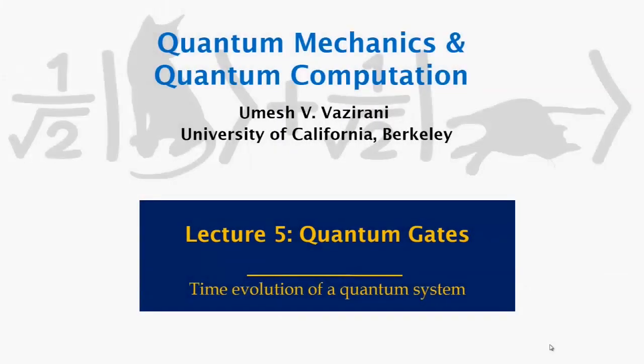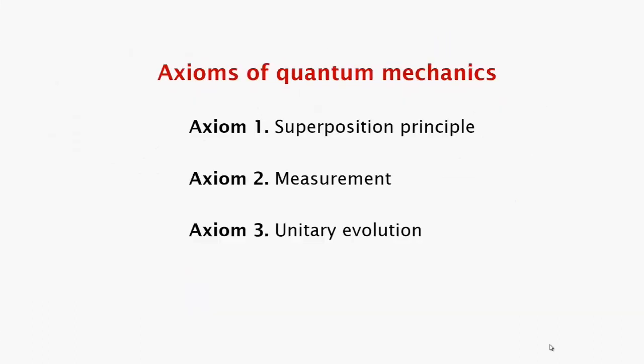Good morning. So today we'll talk about quantum gates. So far, we've talked about what the allowable states of a quantum system are and what happens when we measure the state of a quantum system. These are encapsulated in the first two axioms of quantum mechanics. Quantum gates address the issue of how the state of a quantum system evolves in time. And this is encapsulated in the third axiom of quantum mechanics.